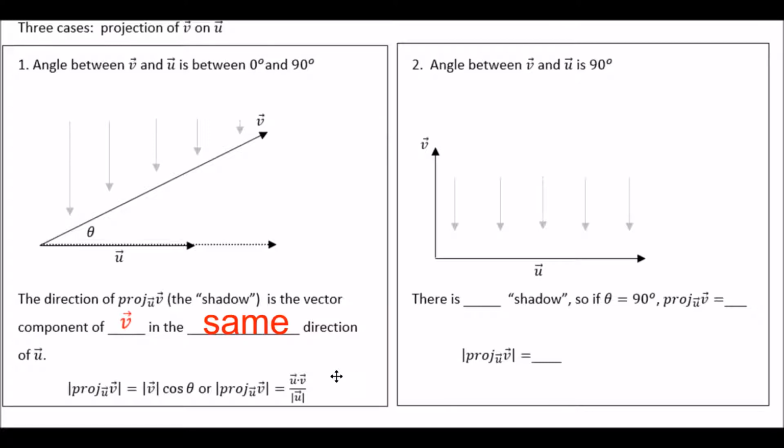If the angle between V and U is 90 degrees, you can see here, here's vector V, here's vector U, there's nothing projecting it, there's no shadow here, so the projection of V on U is actually the 0 vector, so that means the magnitude is, of course, 0.